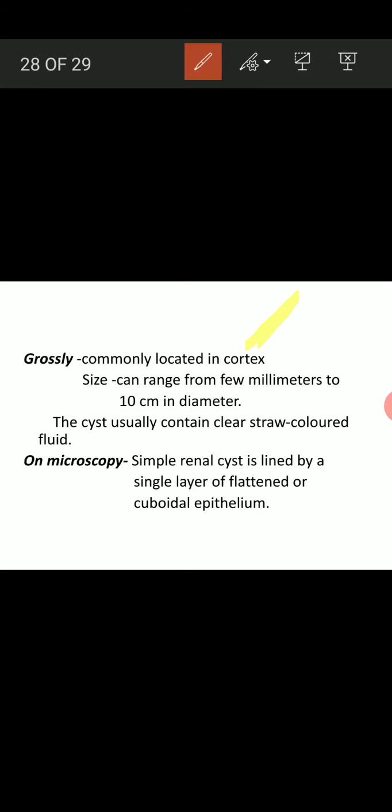The simple cyst is commonly located in the cortex. It varies in size from a few millimeters to 10 centimeters in diameter. The cyst contains clear, straw-colored fluid. On microscopy, the simple renal cyst is lined by a single layer of flattened or cuboidal epithelium. So these cysts are lined by flattened epithelium or cuboidal epithelium.